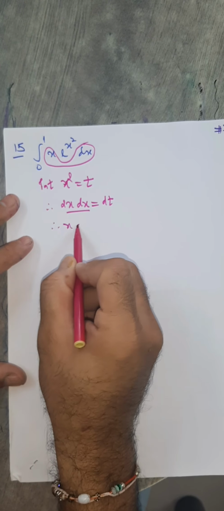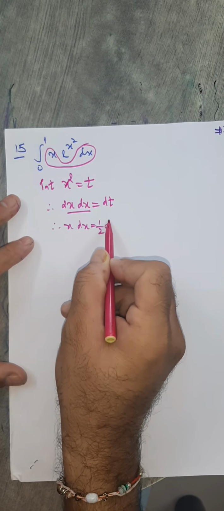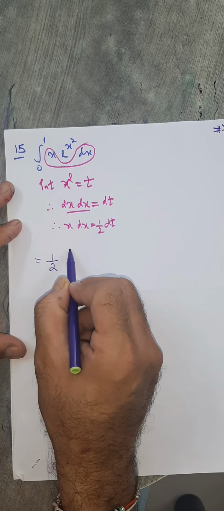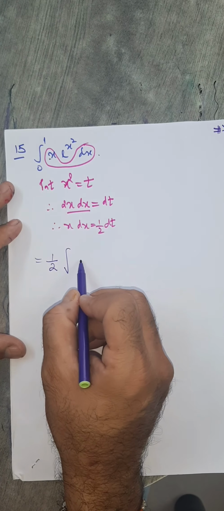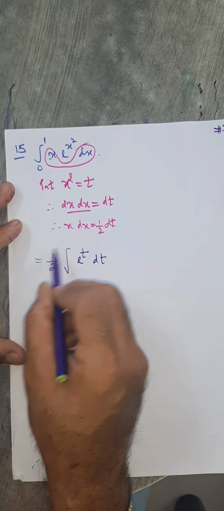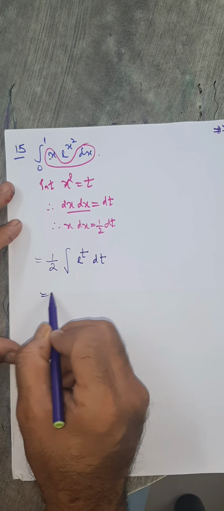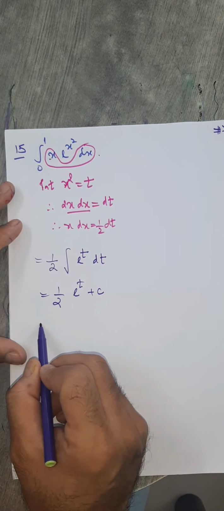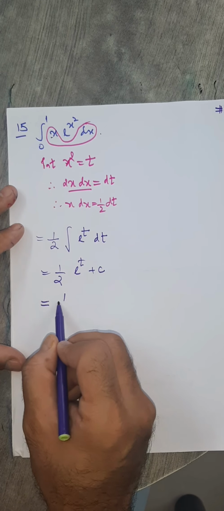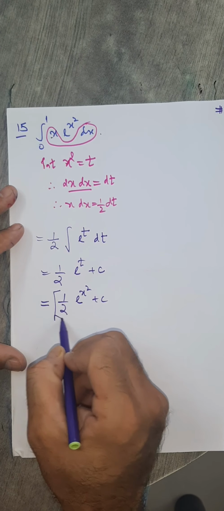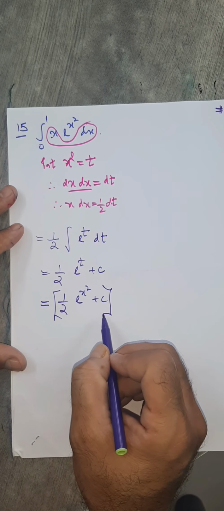So here x dx is half dt. So here 1 upon 2 outside, this is dt, and this is e raised to t. I'm doing it as indefinite, I have not placed the limit yet, remember. What's the integral of e raised to t? e raised to t plus c. Now I'll place the value of t, that is half e raised to x square plus c, and now I'll apply the limit here, because I've converted back to x.